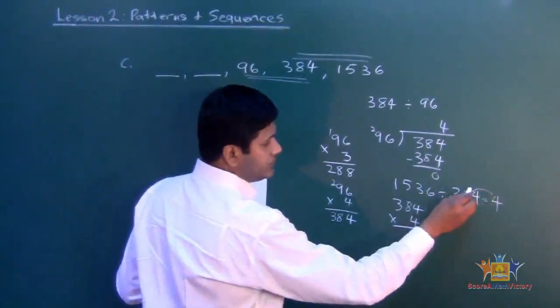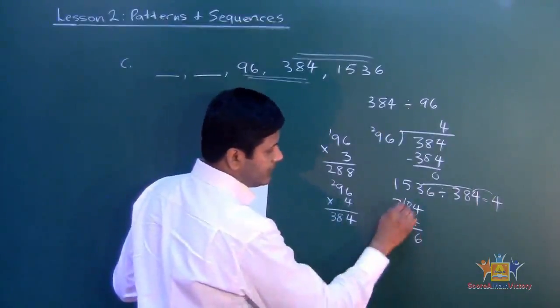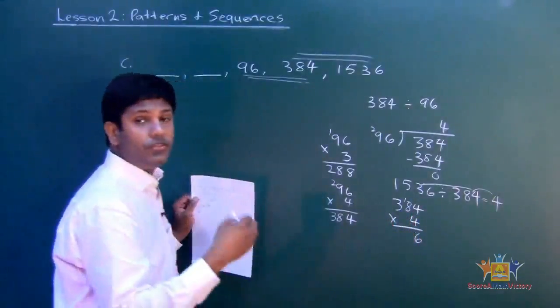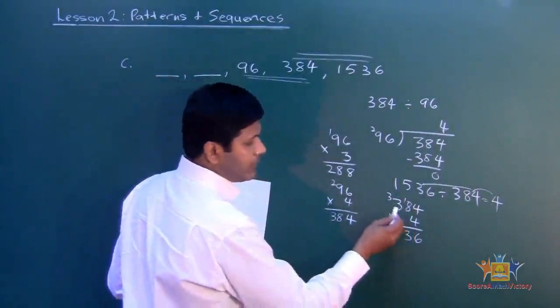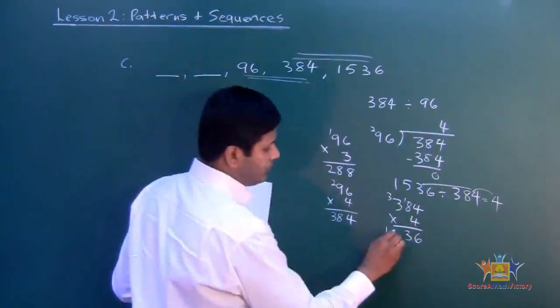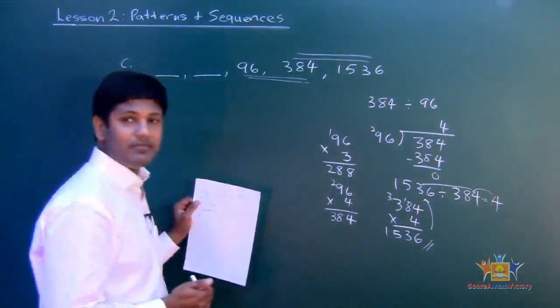Let's multiply this 2 to get to this. Okay? 4 times 4 is 16. 6 carry 1. 4 times 8 is 32, plus 1 is 33. So 3 carry 3. 4 times 3 is 12. 12 plus 3 is 15. Look at that. They are the same.